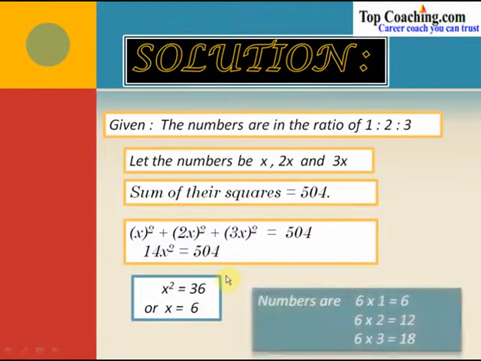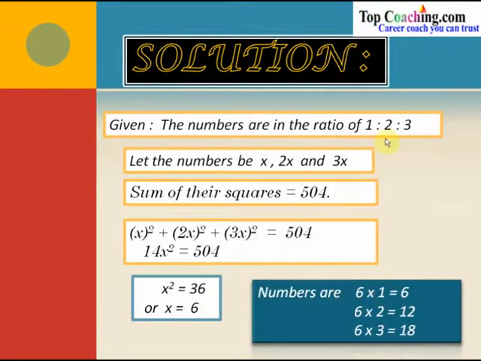So the three numbers would be, the first number is x, so it would be 6 into 1, which is equal to 6. The second number is 2x, so the second number becomes 6 into 2 equal to 12, and the third number is 3x. So that number would be 6 into 3, which is equal to 18. So these are the three numbers.